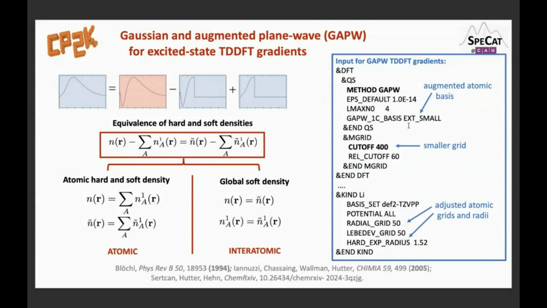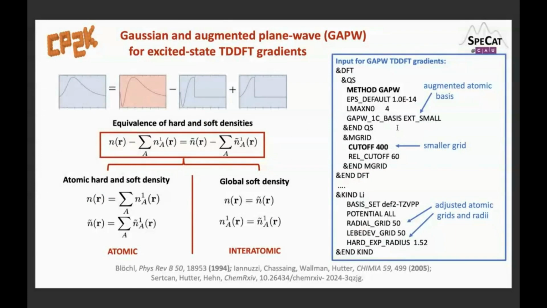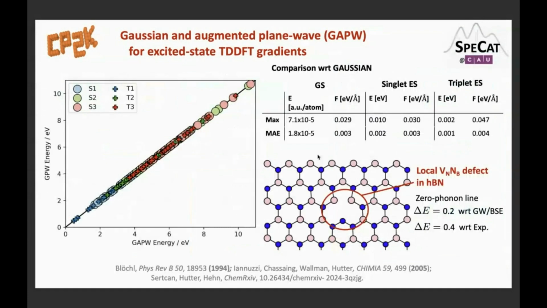it is standardly recommended to refer to the orbital bases and augment them with adding a few more primitive Gaussians, as you can do with this GAPW1C basis keyword. And for now, we just applied this, for example, to computing a defect in hexagonal boron nitride. We could show that for this defect, the emission from the first excited state, so-called zero phonon line, is in good agreement with highly accurate GW and BSE data or with experimental data.